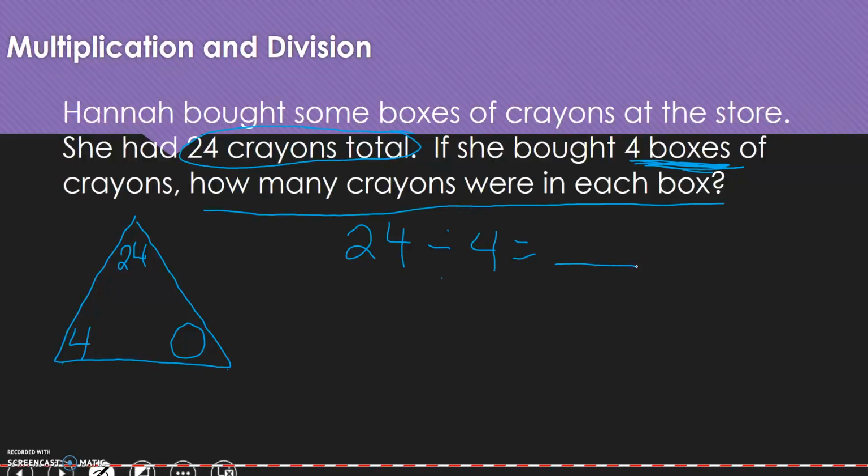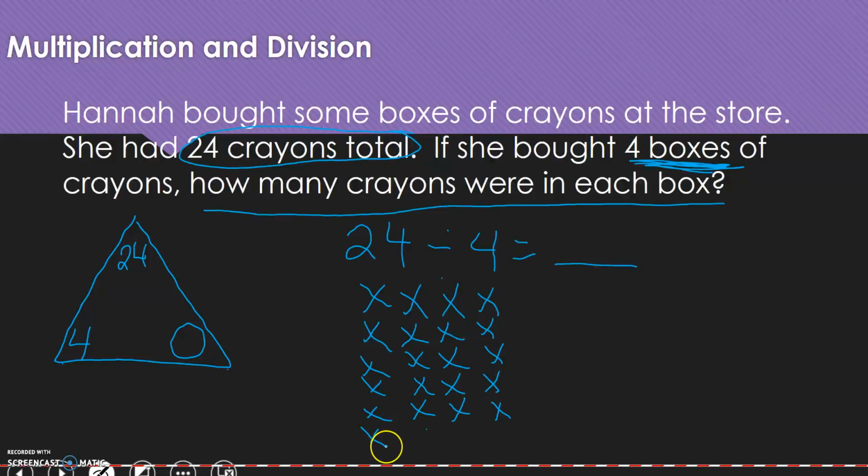I can choose lots of strategies. I really like the array, so I'm going to make rows of 4 until I get to 24. 1, 2, 3, 4, 5, 6, 7, 8, 9, 10, 11, 12, 13, 14, 15, 16, 17, 18, 19, 20, 21, 22, 23, 24. And I've got 1, 2, 3, 4, 5, 6 rows. So 24 divided by 4 equals 6.